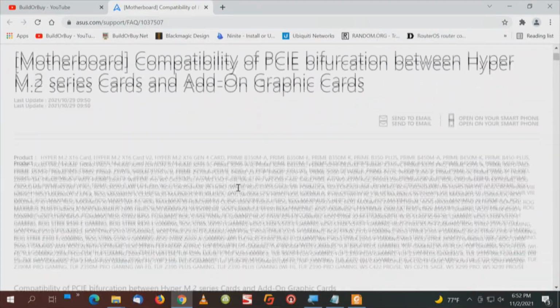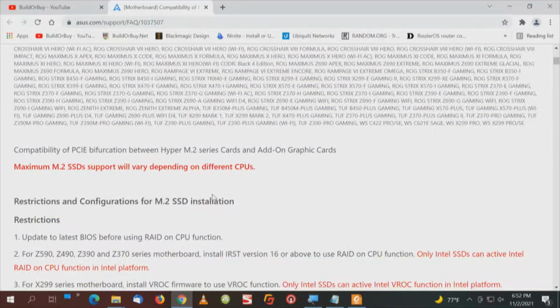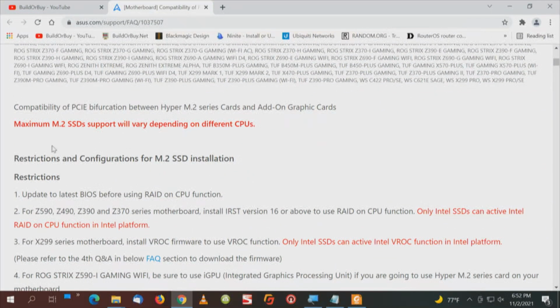We're looking at, and I don't have to look up the specific chipset, but what I want to scroll down and show you right here: Compatibility of PCI Express bifurcation between the Hyper M.2 cards and add-on graphics cards. Okay, the maximum M.2 SSD supported will vary depending on different CPUs. And even though it says an M.2 SSD, that is specifically technically an M.2 NVMe PCI Express SSD. These cards do not support M.2 SSDs, period. They only support, to reiterate, M.2 NVMe PCI Express SSDs.